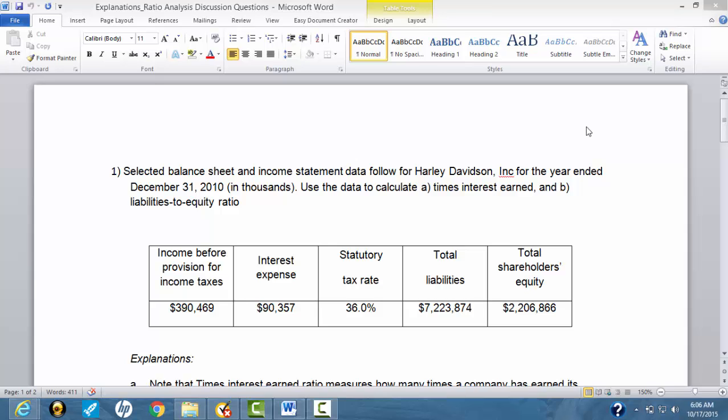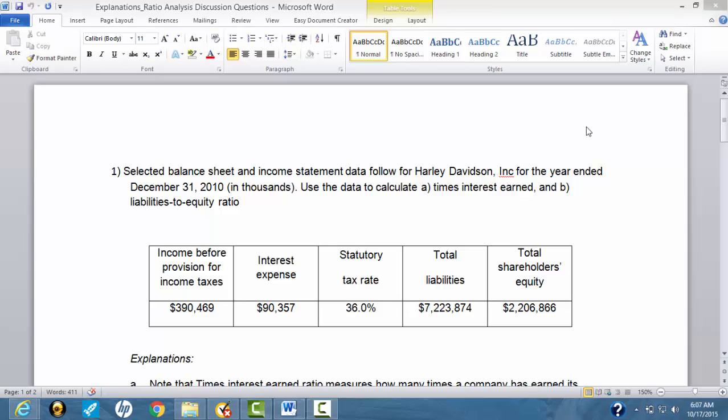Now, let's start off with the times interest earned ratio. The times interest earned ratio is an indicator of a company's ability to pay its interest using its earnings. Now, the higher the times interest earned ratio, the more capable a company is to pay off its debts.